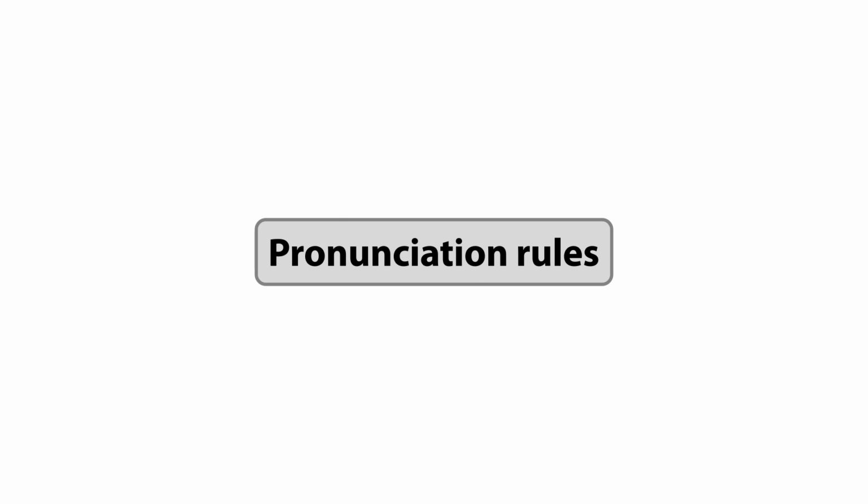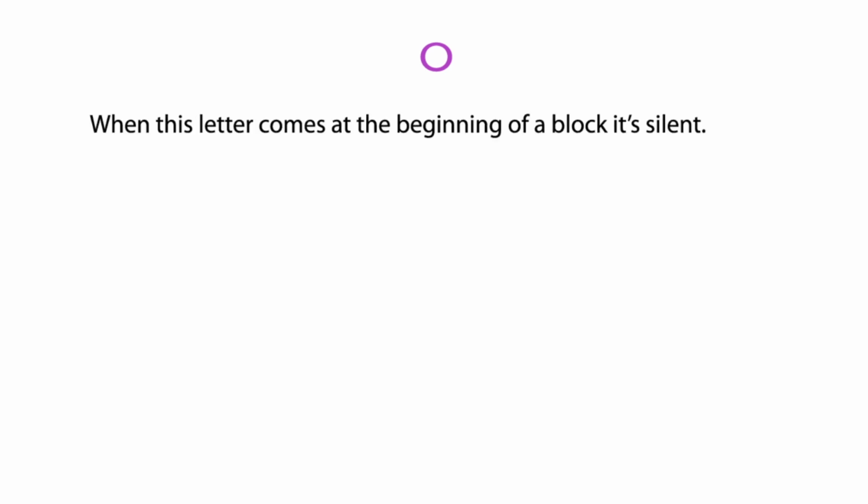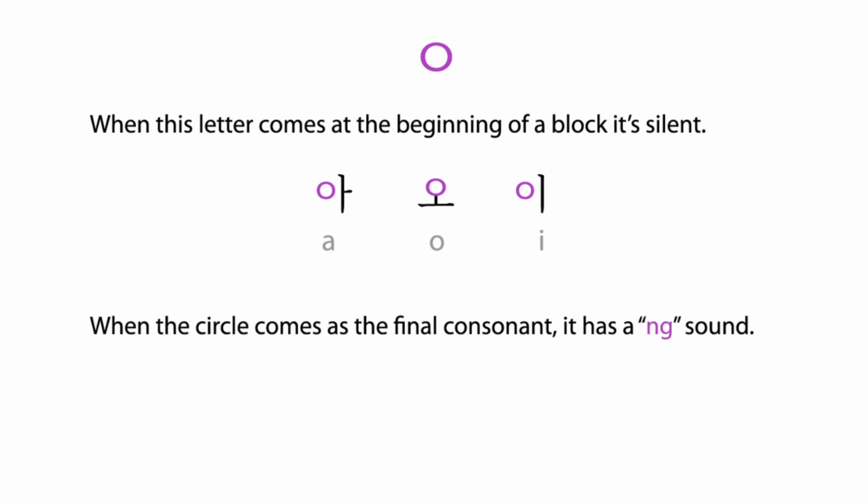Pronunciation rules. We will shortly talk about some important and basic pronunciation rules in Korean. This letter is called ing in Korean, but we just call it the circle letter for the sake of simplicity. When this letter comes at the beginning of a block, it is silent. Since Korean letters cannot be written separately and each block must contain at least 2 letters, if we write a single vowel like this, it's not correct. So we need to attach the circle to the vowel. In this place, the circle acts as a placeholder and it has no sound. But when the circle comes as a final consonant, it has a ng sound. For example, 공, 방, 상.